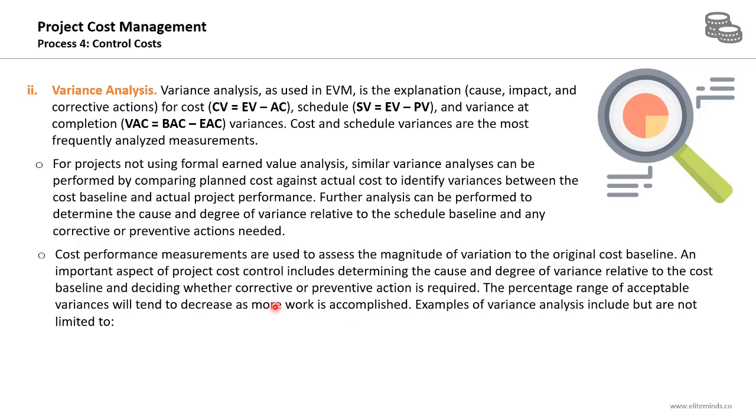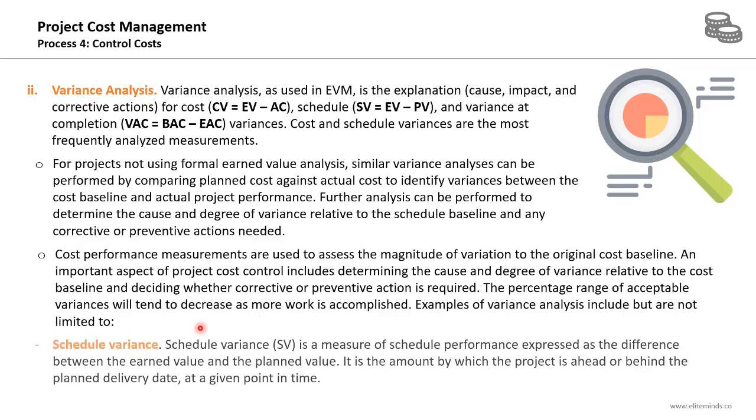An important aspect of project cost control includes determining the cause and degree of variance relative to the cost baseline and deciding whether corrective or preventive action is required. Why are we doing this analysis again? To determine if there is a big variance in the project, we need to take a corrective or preventive action to fix this variance. The percentage range of acceptable variances will tend to reduce as more work is accomplished.